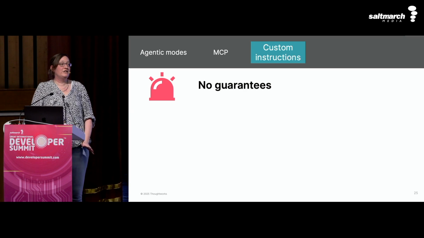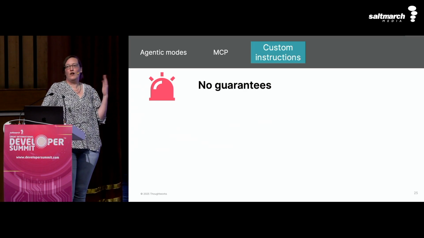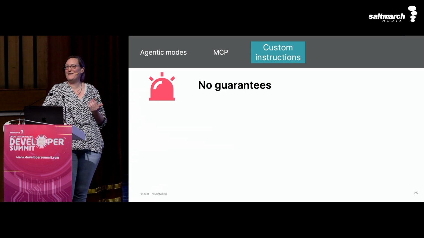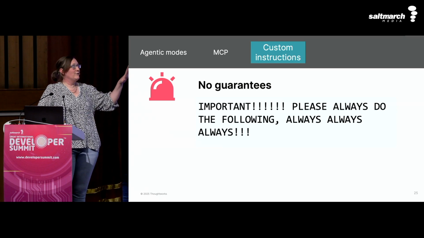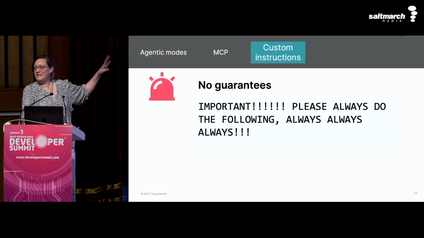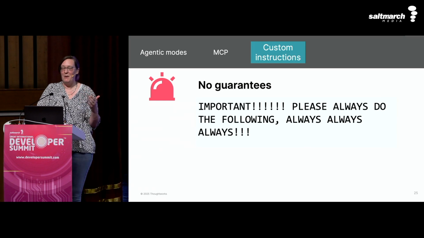But again, there are no guarantees. If you think that this will solve all of the quality problems with large language models generating code, there are no guarantees that they will pick up on this, right? I don't know how many of you have typed something like this into ChatGPT or Copilot, like important, please always do the following, always, always, always. Why don't you listen to me, right? So it's sometimes like begging the model to do what you want, right?